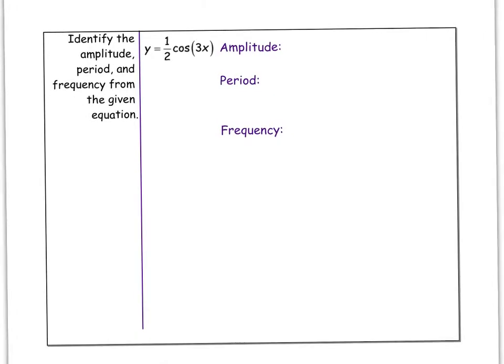Okay, so what is my amplitude? Well, my amplitude's the number in front, so that would be 1/2. My period is 2 pi divided by b, and b is 3, so I don't even have to do any figuring on this one. It's just 2 pi divided by 3. And then my frequency is just 3. That's it.